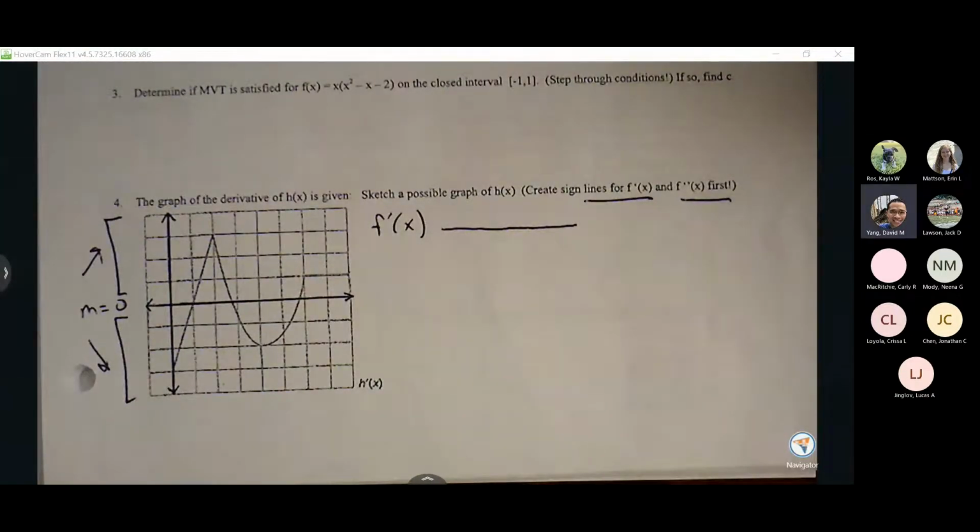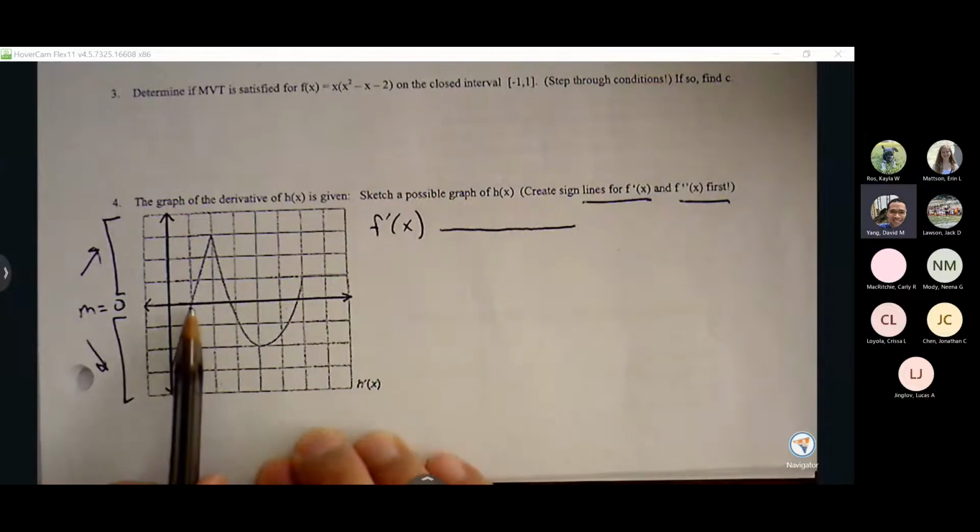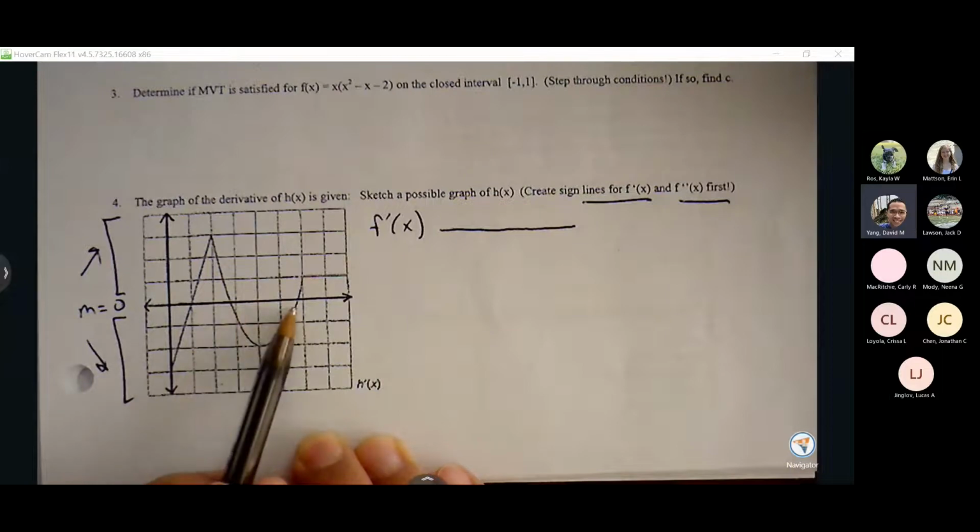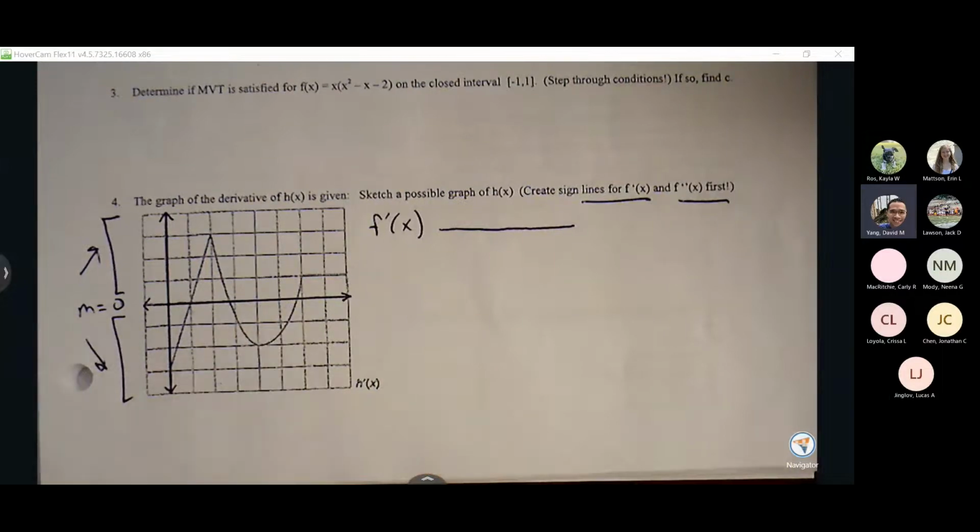Okay, so we're looking for slope 0 first. So we just have to make our best estimation here. But on the test, it'll be clear. So here, that's 1. I'll call this close to 3, like 2.8. And this is, I'll call it 5.7.